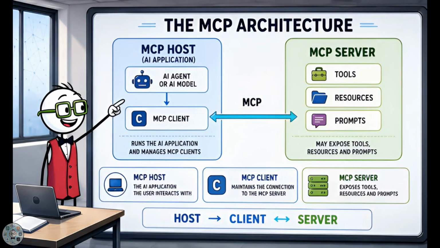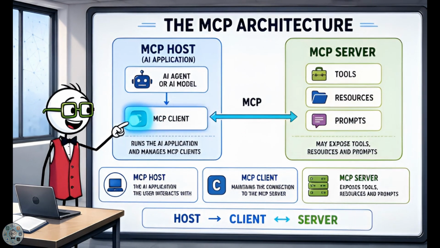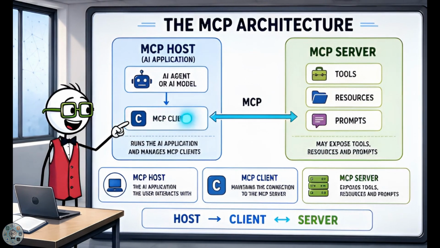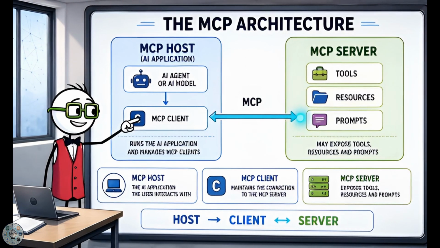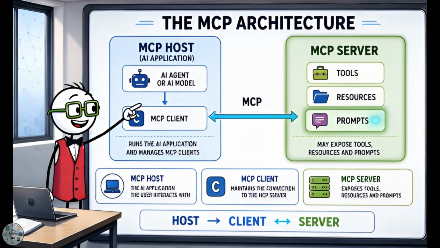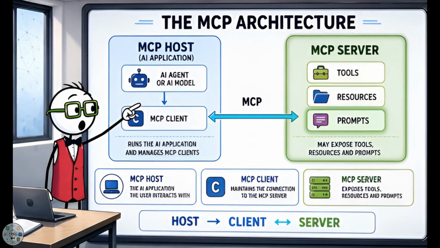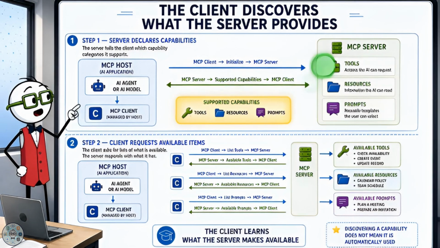The MCP architecture has three main parts: the host, the client, and the server. The host is the AI application the user interacts with. Inside the host, the AI agent or model works with an MCP client. The client communicates with one MCP server using the MCP standard. The server may then provide tools, resources, and prompts, while information can travel in both directions between the client and server.